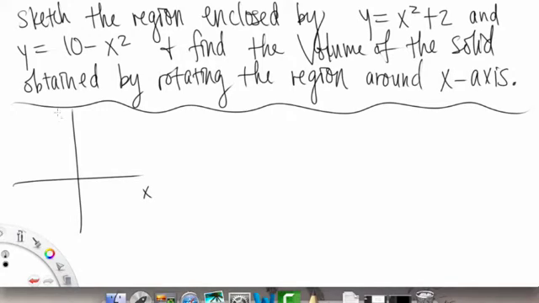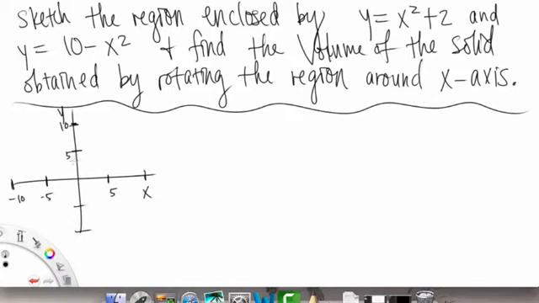Okay, so here's our x, here's our y. I'm going to go by tens so we don't have to count too far. So this is 5, 10. Then this is going to be 5, 10, and then this is also going to be negative 5, negative 10, and then we're not going to be dealing with below the x-axis.